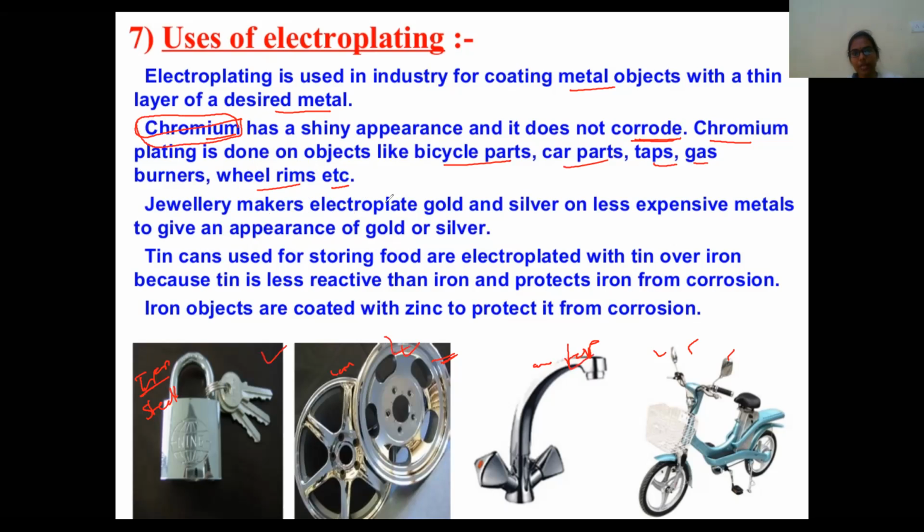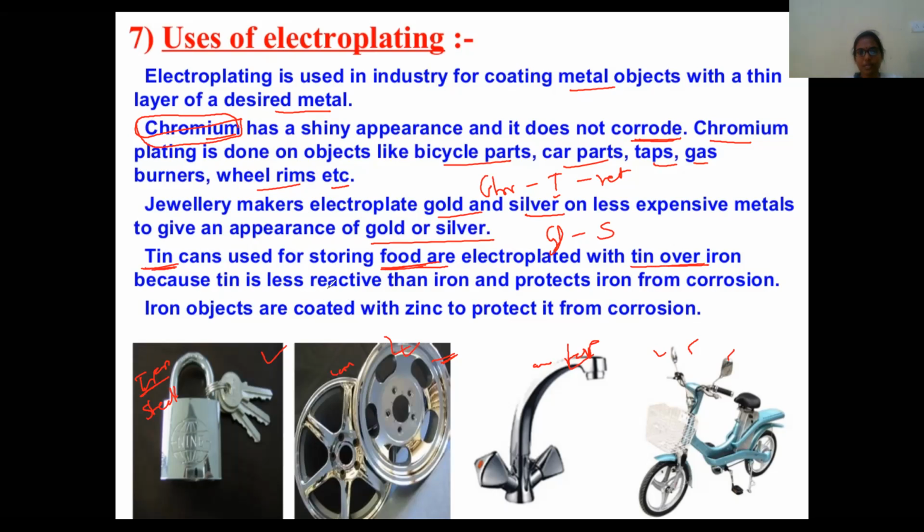Next, jewelry makers electroplate gold and silver. Silver is a less expensive metal, so to reduce the cost they use this method. Gold is plated on silver to reduce cost, and chromium on iron for an aesthetic look and to avoid rusting. And tin cans are used for storing food. You can see the tin cans. Cool drinks and pickles are stored in tin cans to avoid rusting. If it rusts, it is dangerous to health. So to avoid rusting, they use tin cans to preserve the food. It will be safer.